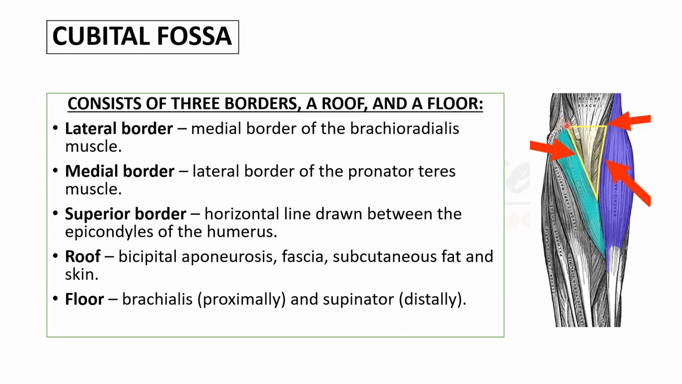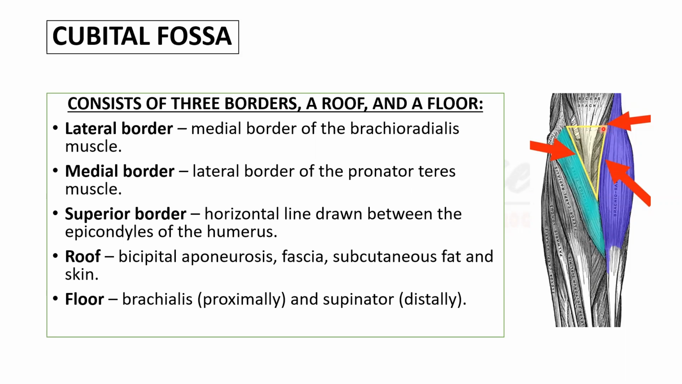Now, here, this part and this particular part, basically, we have 2 epicondyles. Now, the superior border: if we draw a straight line between both epicondyles of the humerus, we will get the superior border. So 3 borders: one by the brachioradialis, the other by the pronator teres, and lastly we have a horizontal line, a superior border, between both of the epicondyles.